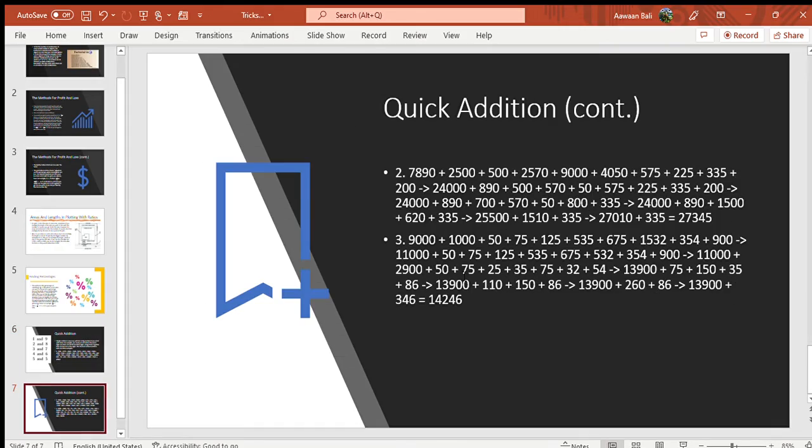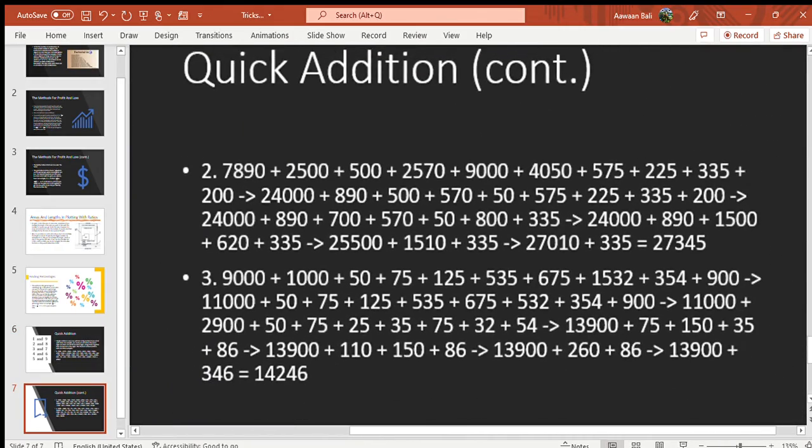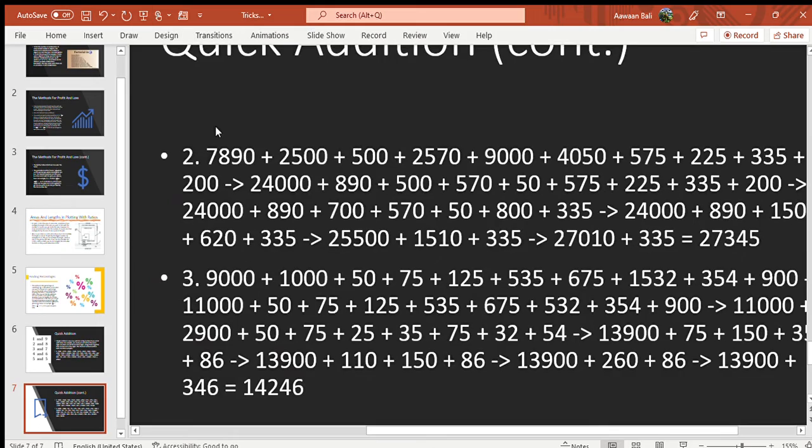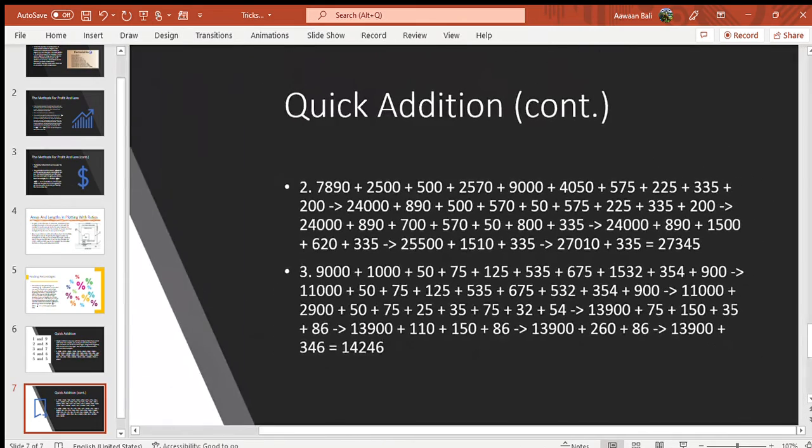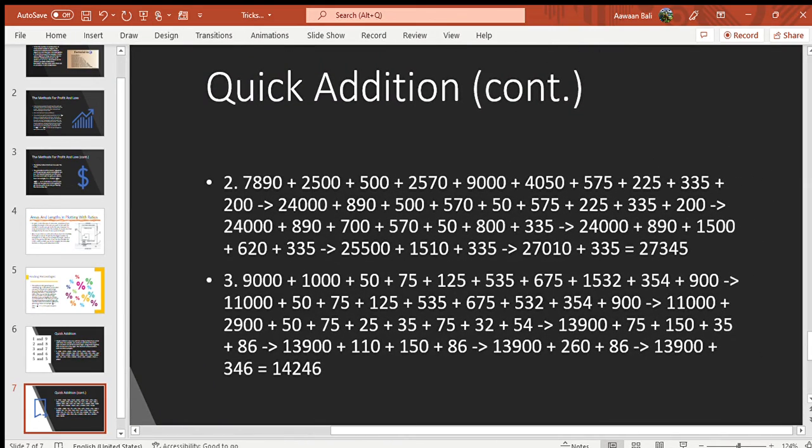So, question number 2 is also easy. Now you have 7,890 plus 2,500 plus 500 plus 2,570 plus 9,000 plus 4,050 plus 575 plus 225 plus 335 plus 200. Add all the thousands again, so you get 24,000. And then you would simplify the rest.